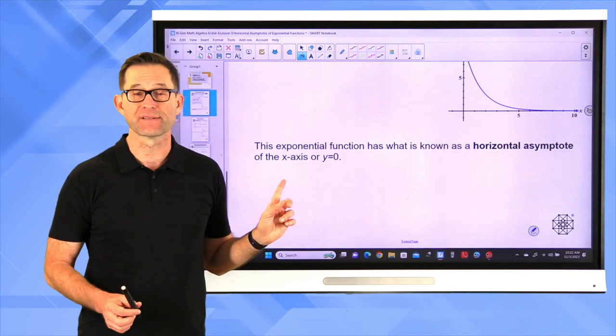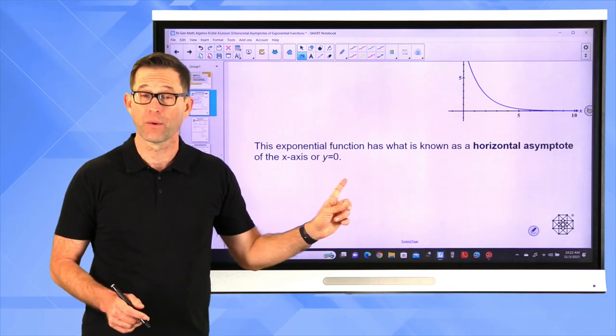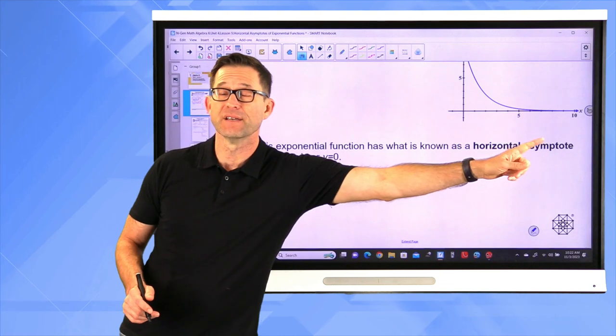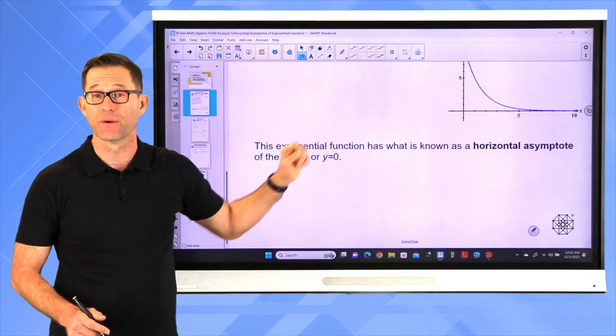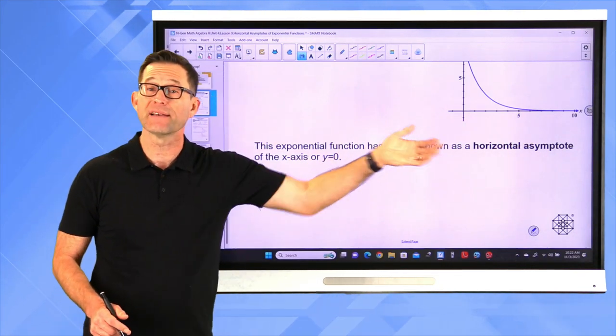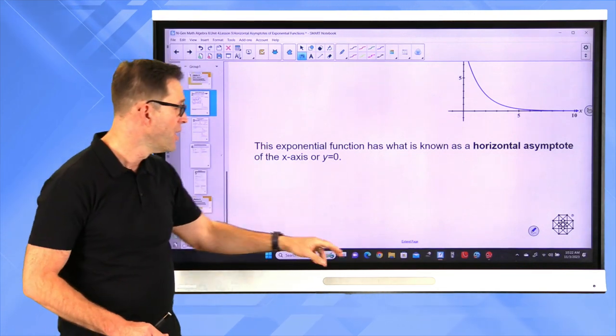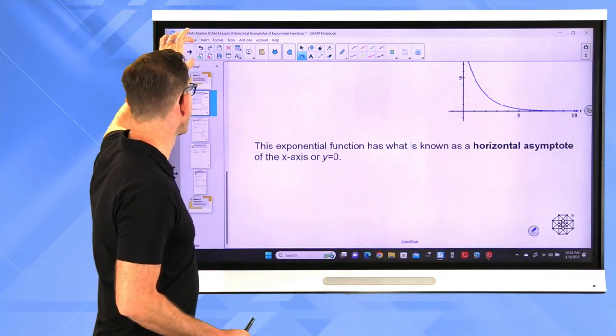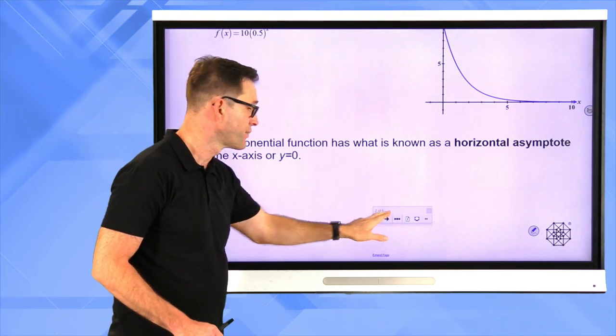Or sorry, of the x-axis, which is also the equation y equals zero, right? The x-axis is all the points where y is equal to zero. And we say that this function has a horizontal asymptote there. So let's talk about what horizontal asymptotes are.